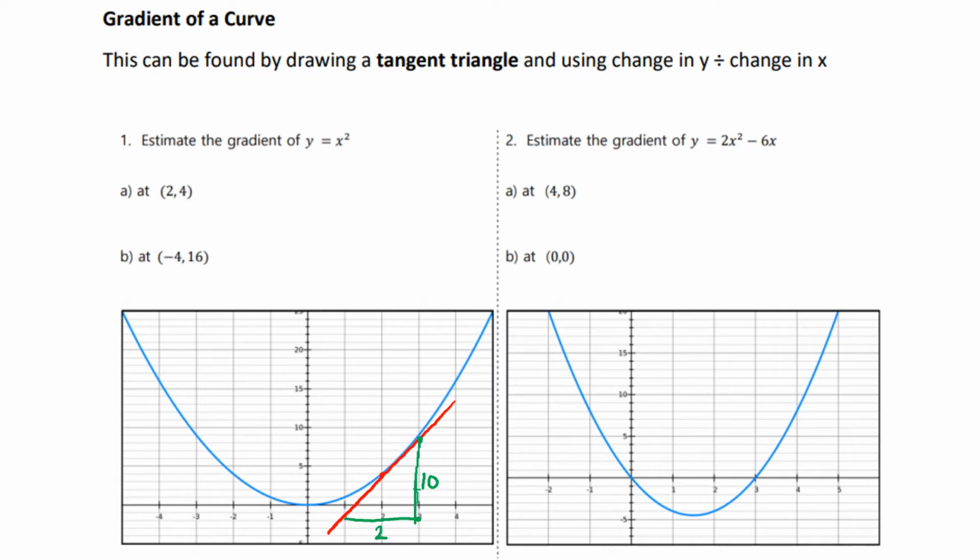What you'd need to do if you want to estimate your gradient is simply do change in y divided by change in x. So 10 divided by 2 would give me an estimated gradient there of 5. Now you might be able to do this a little bit more accurately than I can. I think from A level I know that the answer to this should actually be 4, but I'm pretty much close enough with my estimated triangle.